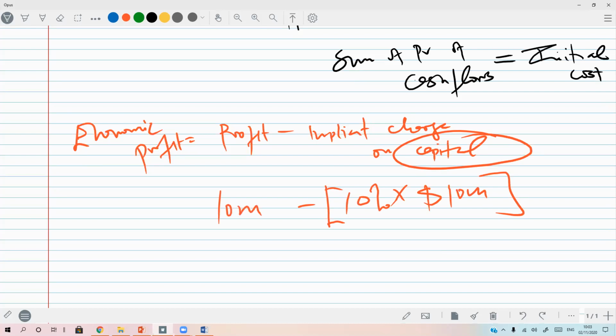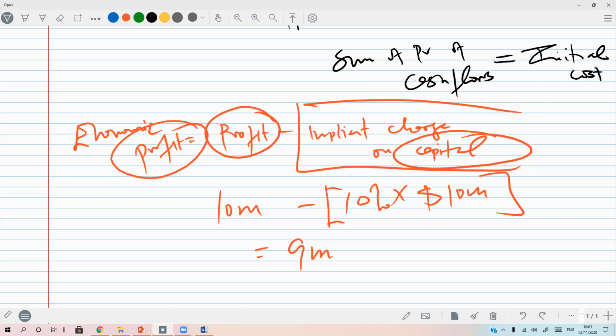If the amount of money you have is 10 million obtained from this provider of capital, then the profit you made, let's say 10 million, minus 10% of the 10 million, gives 9 million. That is obtained from the accounting profit minus an implicit charge on the different capital you have obtained from the different providers of capital, whether you paid them or not.